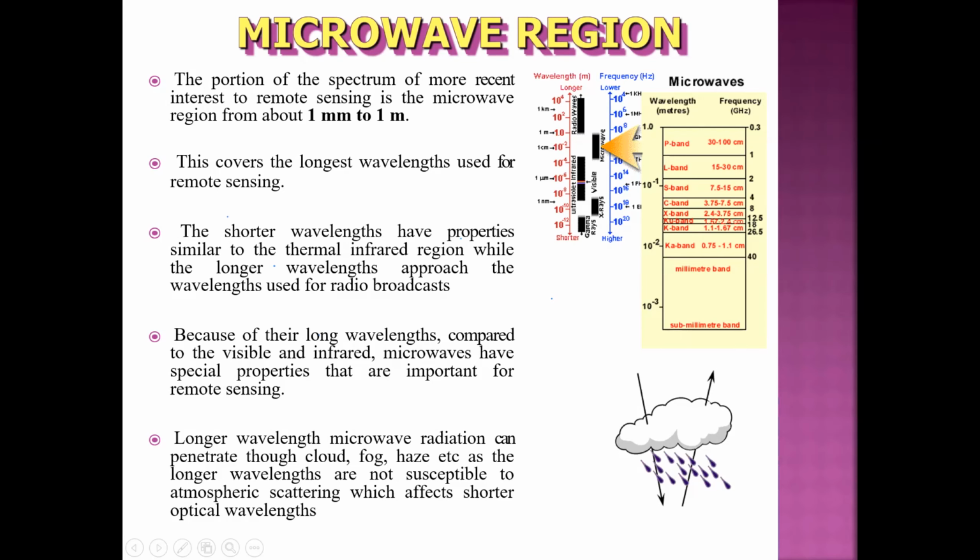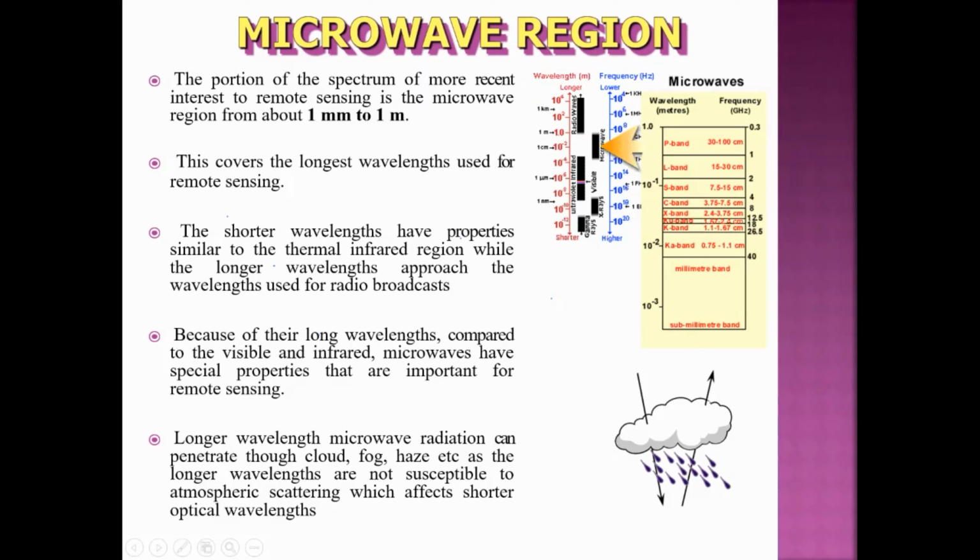And here, this point is important: due to the longer wavelength in microwave radiation, it can penetrate through cloud, fog, haze, etc., as longer wavelengths are not susceptible to atmospheric scattering. See, I told you that blue color scatters more, and that is just because of the lower wavelength. Due to lower wavelength, it scatters more, so that is why our sky looks blue in color. So microwave has what? The longest wavelength with respect to the infrared and visible range. Okay, so it can penetrate through cloud, fog, haze.